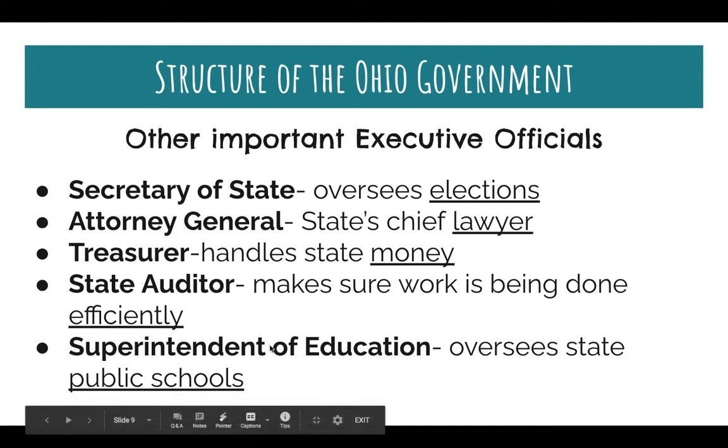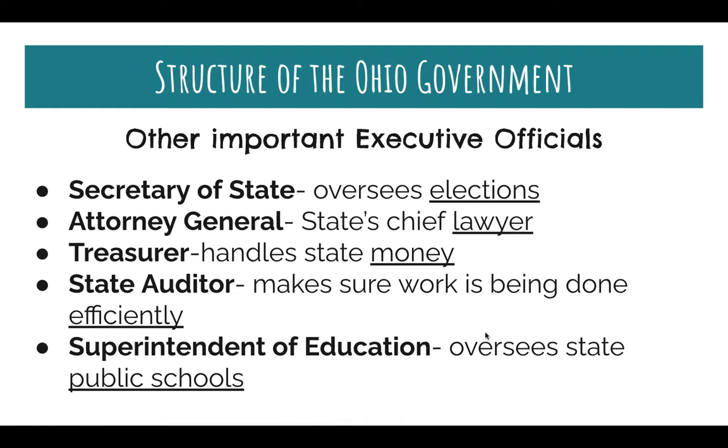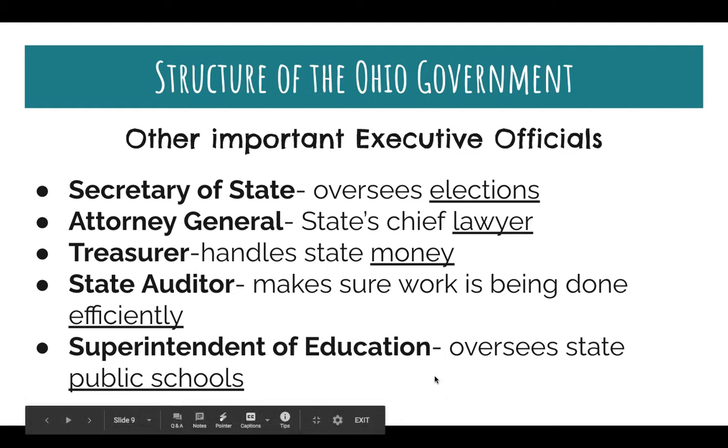And then the superintendent of education oversees state public schools. So, right, like at our building, Mr. Hunt oversees our school. Mr. Brandt is our superintendent, who is Mr. Hunt's boss and oversees our district. And then there is a superintendent of education at the state level that oversees all schools and all districts in the state of Ohio.